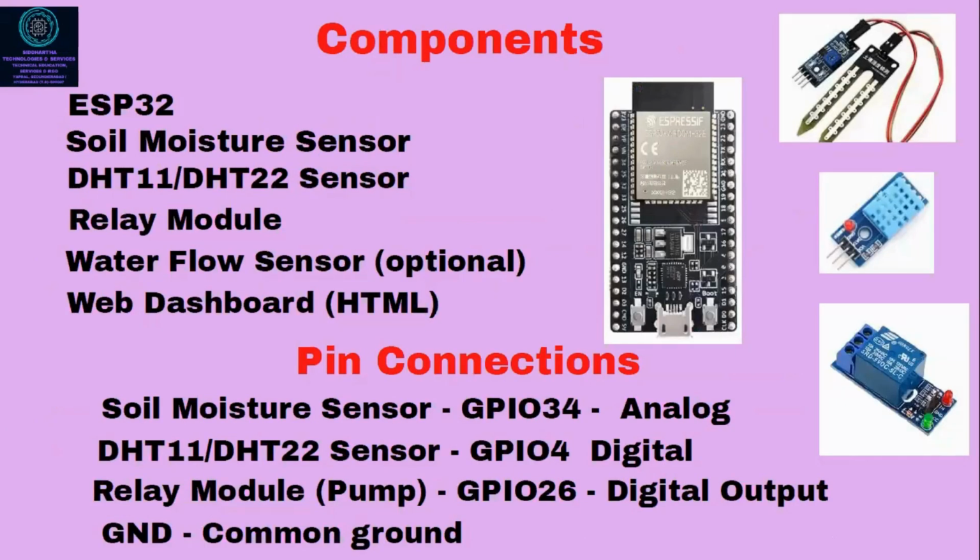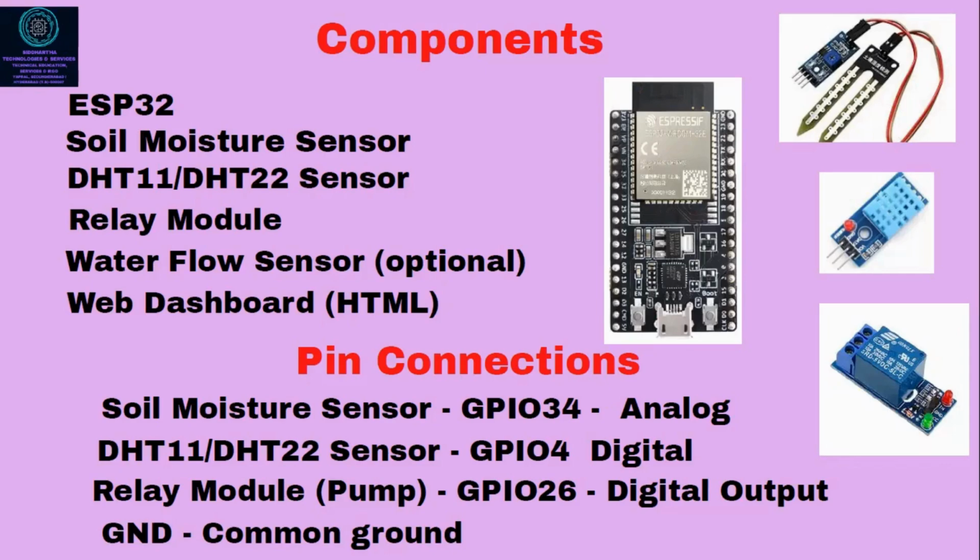Now, what are the components and pin connections? Very simple. We have used ESP32, that is the microcontroller. DHT11 we have used; you can use DHT22 also. Relay module, one, to run the motor. Then you have a water flow sensor, which is optional. You can add a water flow sensor which will control the flow of water, and the HTML dashboard. In place of the water flow sensor, I have used another sensor, that is your soil moisture sensor. So, a temperature sensor and a soil moisture sensor.